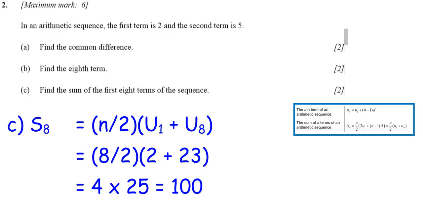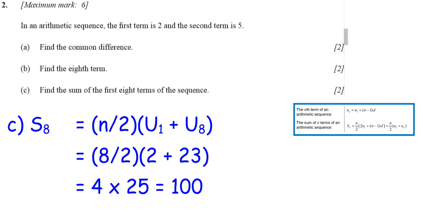Okay, so lastly, let's find the sum of the first 8 terms of the sequence. So now we need to use the other formula. There are 2 versions of this formula, and both are appropriate for this question. So we can either say that the sum of the first 8 terms is n divided by 2 of the first term plus the last term. So 8 divided by 2 is 4. The first term is 2, and the 8th term, the last term, is 23, which we worked out from part B. So 4 times 2 plus 23 is 25, gives you 100.